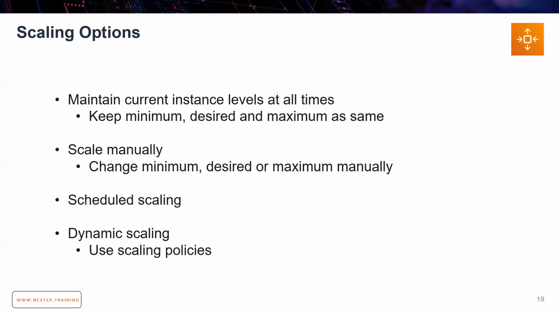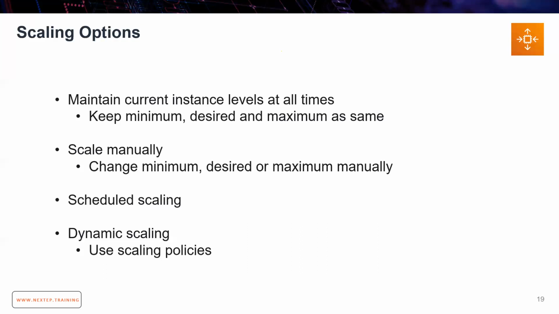Similarly, with the target tracking policy, you can specify that you want your average CPU utilization to be about 50%. It will make sure that as soon as it goes to 51, it will add more EC2 instances. As soon as it goes to 49, it will start to terminate the EC2 instances. Dynamic scaling.